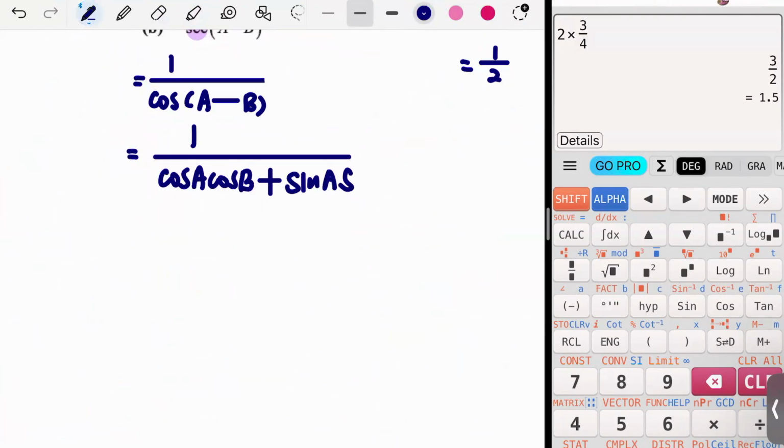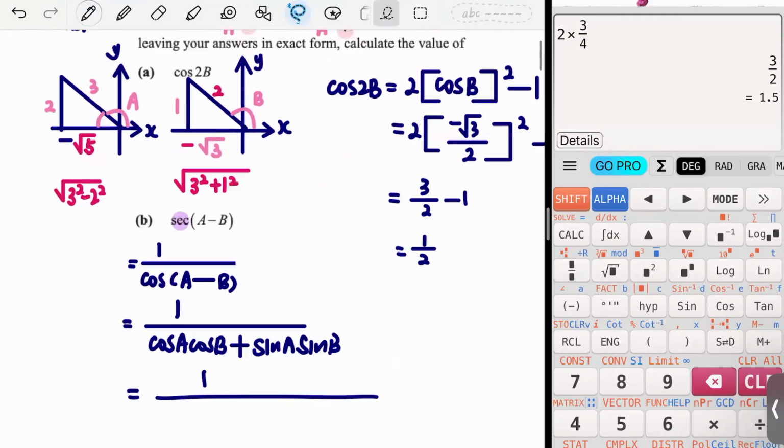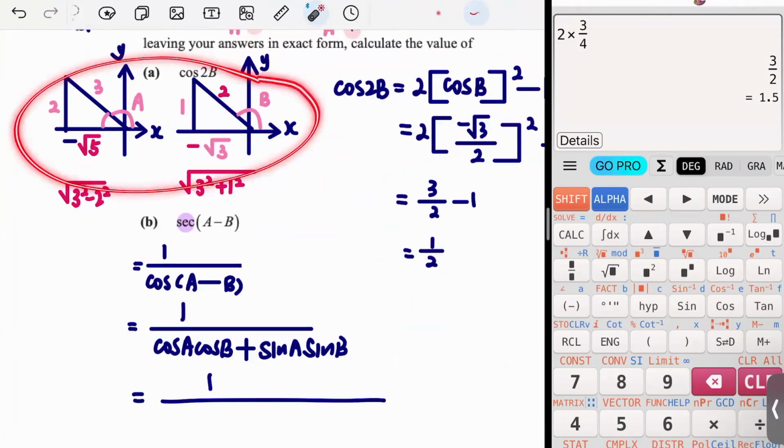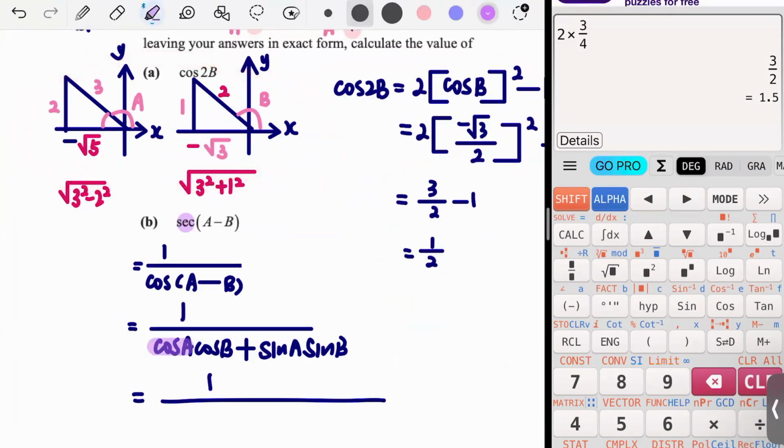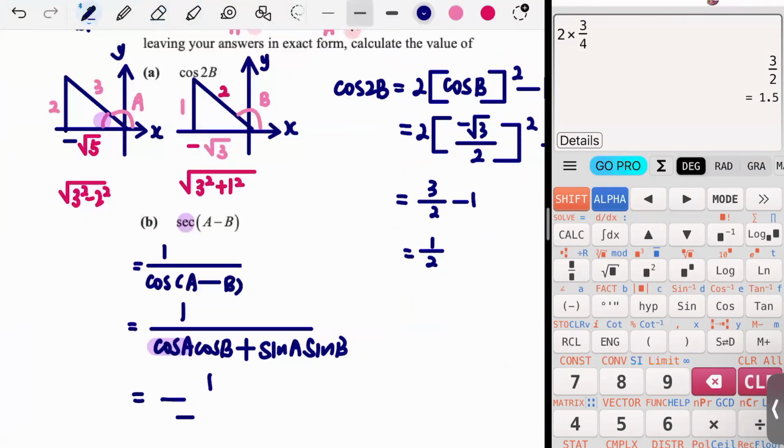Every time also, use the formula like that, open one. Because we already drew, we don't need to spend a lot of time drawing it again. But when you draw, you see it's a lot easier. So now I want cosine A. Cosine A is this one, adjacent over hypotenuse. So that is negative root 5 over 3. Then cosine B is negative root 3 over 2. Then we do a plus. Sine A is 2 over 3.